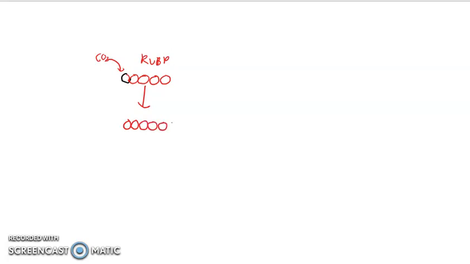Okay, so contohnya dia ada 6 carbon. So this carbon, okay, this molecule is unstable. So what happen to this 6 carbon intermediate? It will split, okay, into half. So dia akan jadi 2.